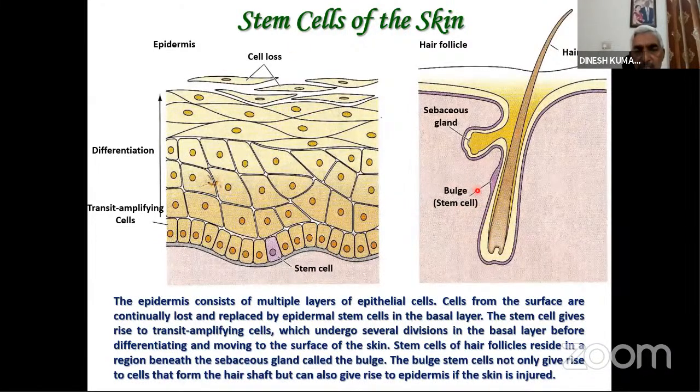One more thing is that in the hair follicle, at the base of the hair follicle there are bulge cells. These are also stem cells, and they form the hair. But if there is any accident and the stem cell here is removed, the bulge stem cell of the hair follicle forms another stem cell of the skin, and they can start this process.